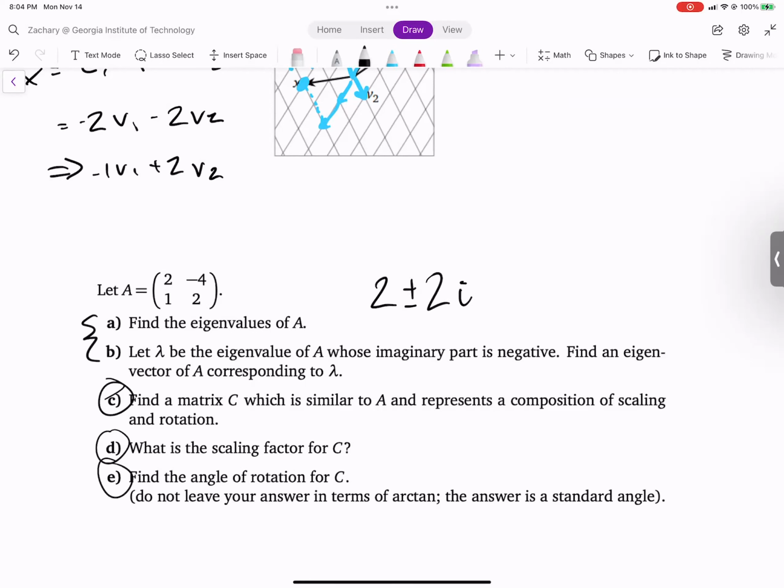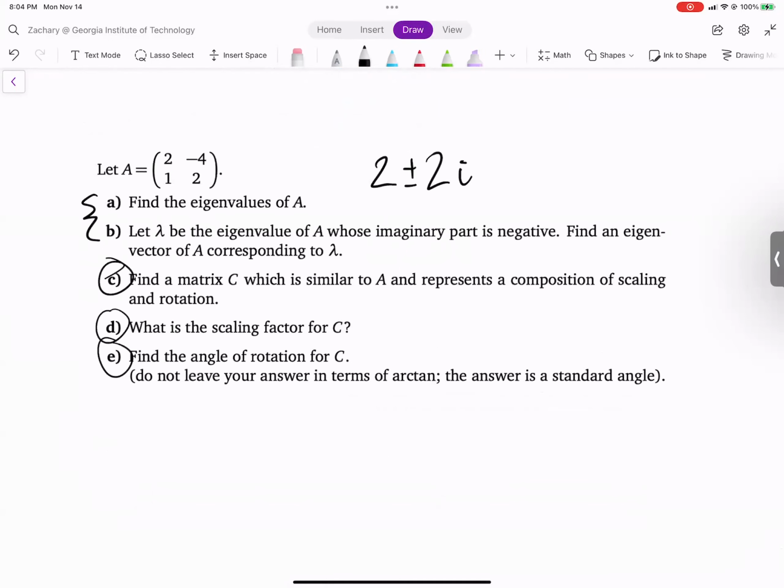Okay, just to skip past these. Matrix C, which is similar to A and represents a rotation and scaling. This is not anything you have to do. This is if we actually taught complex numbers, which would make too much sense. But whatever. So if you are curious how to do it, the scaling factor is the square root of 2 squared plus 2 squared. The rotation is arctan of 2 over 2, which is 1. Arctangent of 1 is pi over 4.